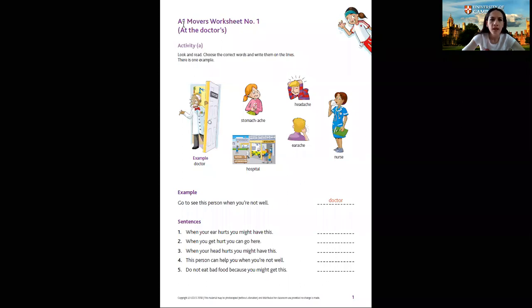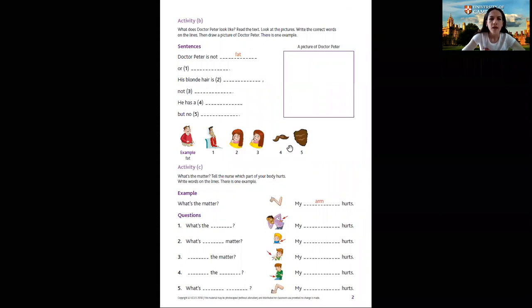Let's have a look at the next exercise, okay? Example. Remember, these exercises are similar, they are not the same. What does Dr. Peter look like? Read the text, look at the pictures, write the correct words on the lines, then draw a picture of Dr. Peter. There is one example. Dr. Peter is not fat, okay? And here we have some words. We are talking about the doctor. This is fat. Then we have number one.